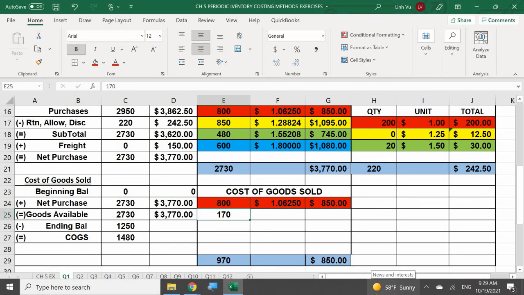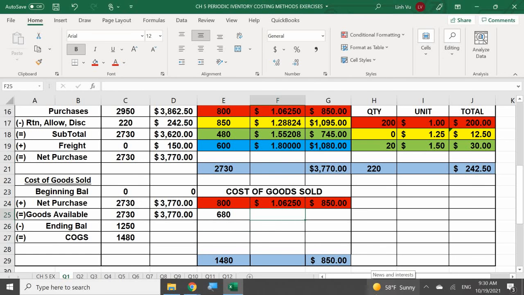Right now I'm at 800, and I need to get to 1480. So how many more do I need to sell? 680. You can either figure that out, or another way you could do that, if you use Excel, you could just figure the numbers out. I need to get to 1480 minus 800, which is 680.